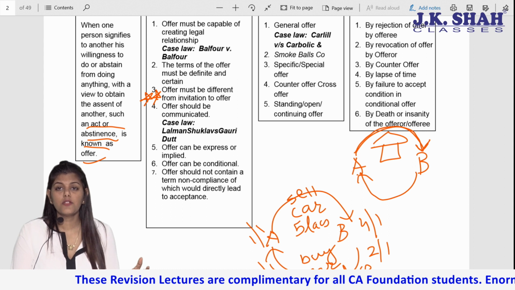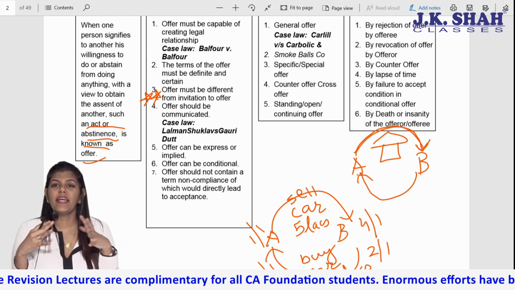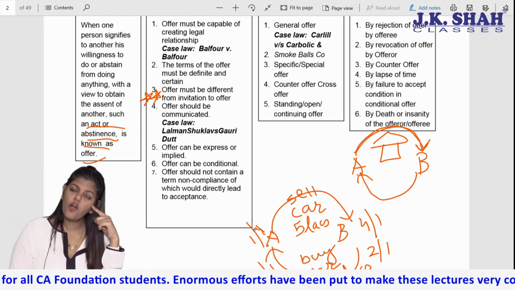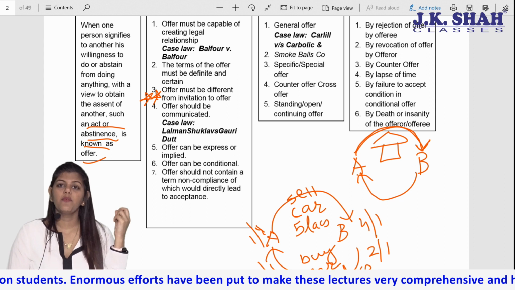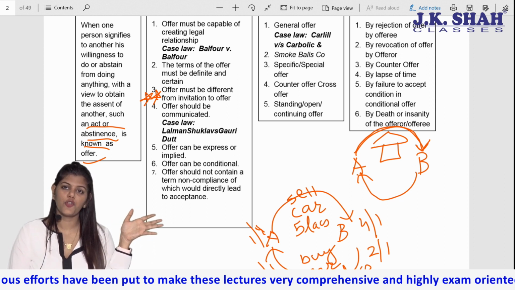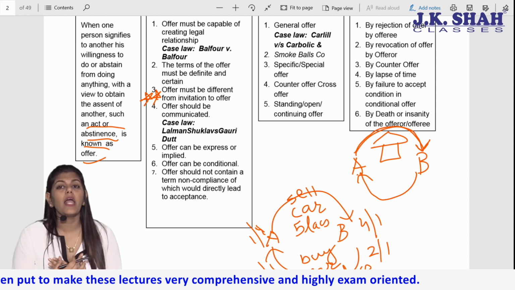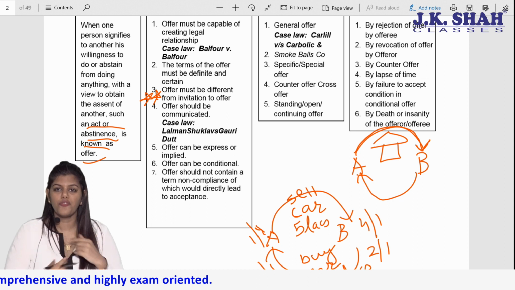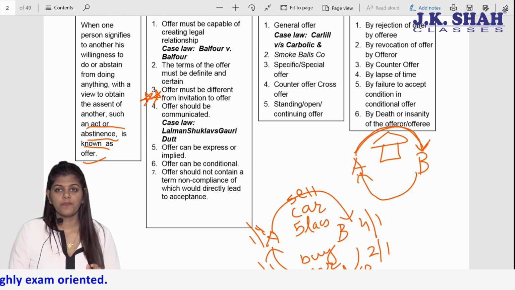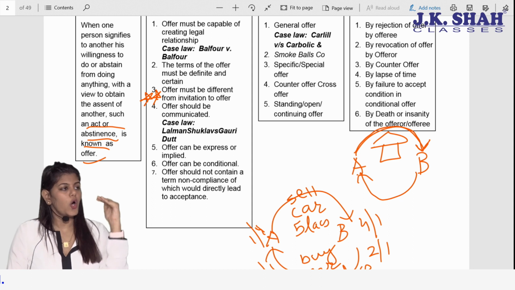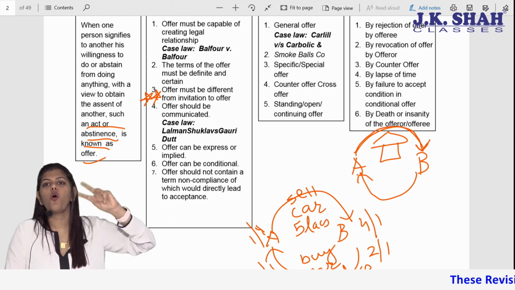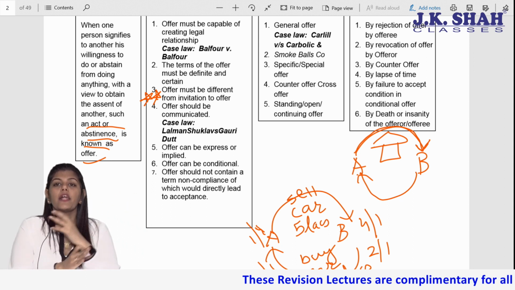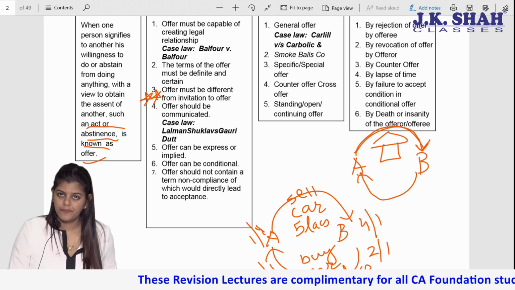That means if you realize, both have offered, but they have exchanged similar offers without the knowledge of the other person's offer. So when A offered, he was not knowing about B's offer, and when B offered, he was not knowing about A's offer. So they have crossed each other, but I can't call this a contract because there is no acceptance here. These are just two cross offers. So this is cross offer. So remember one thing, counter offers will always be one after the other and the offers will be different. But cross offers will happen at the same time and the offers should be identical or similar.